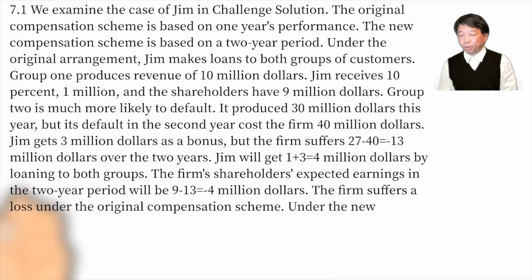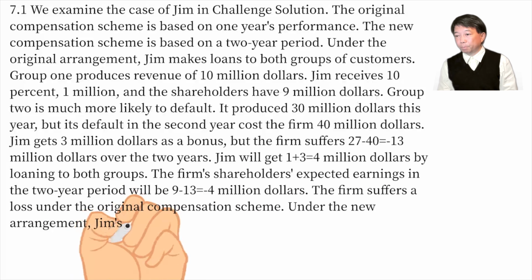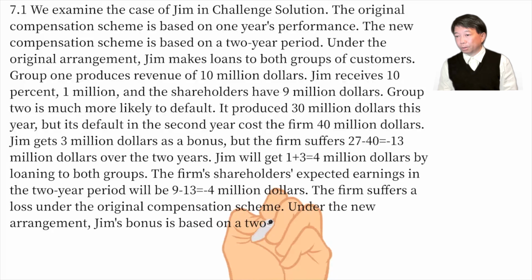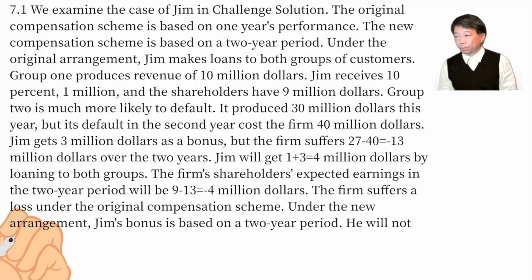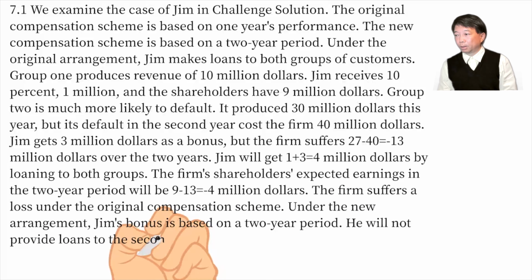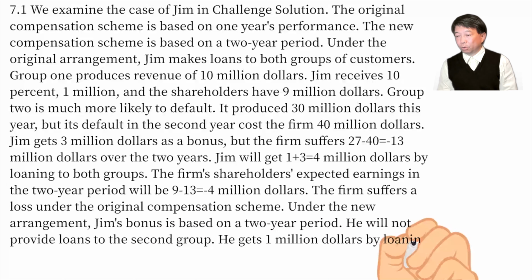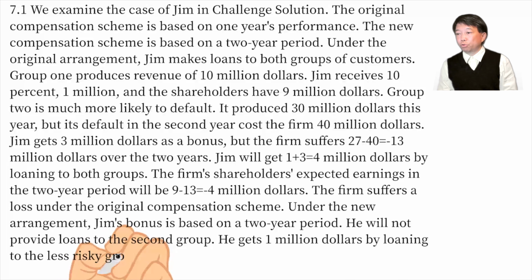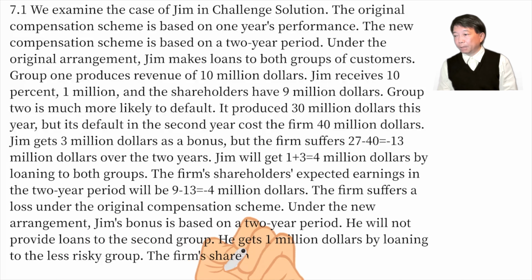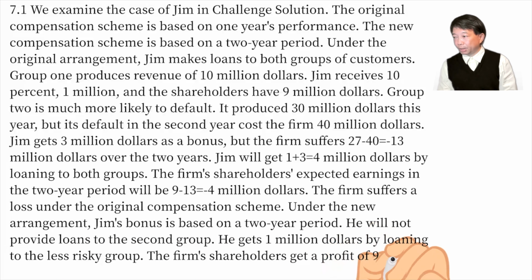Under the new arrangement, Jim's bonus is based on a 2-year period. He will not provide loans to the second group. He gets $1 million by loaning to the less risky group. The firm's shareholders get a profit of $9 million under the new compensation scheme.